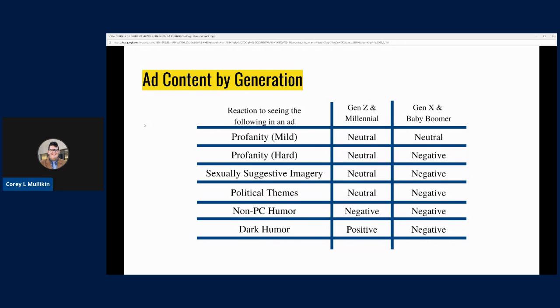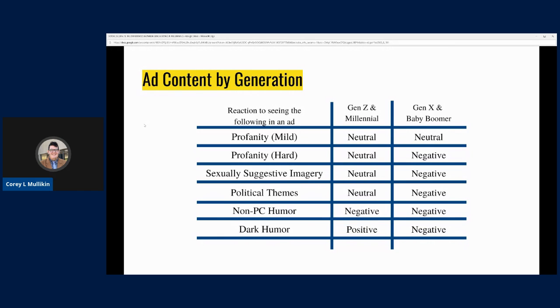So we now look at part of my survey, which was about if some themes were to show up in an ad, how would you feel? So we have mild profanity and hard profanity. Now, hard profanity, how do you define these? I typically say, if we say crap, that's mild. If we're dropping F-bombs, that's hard.